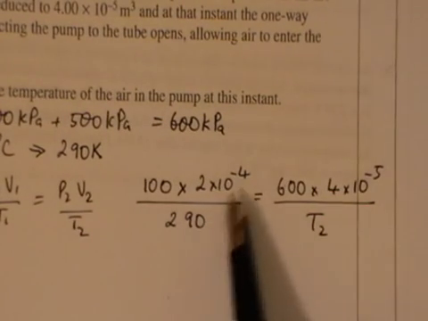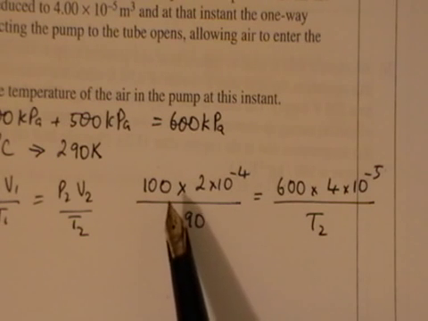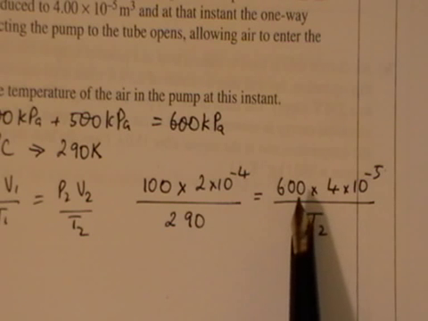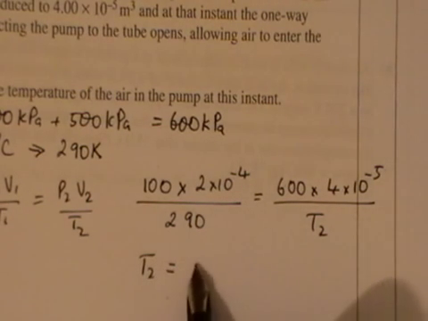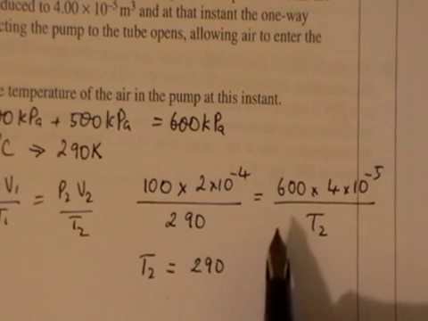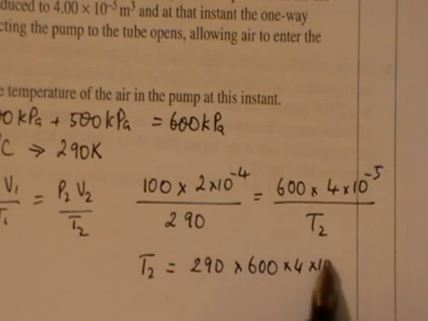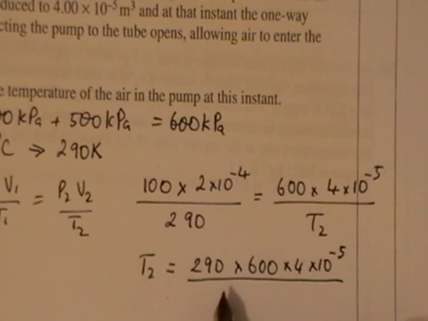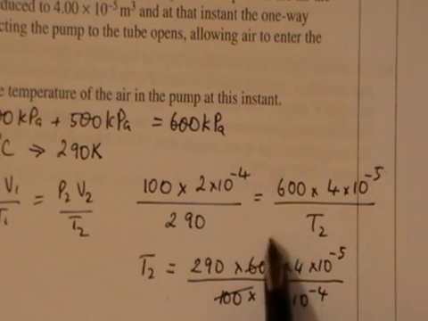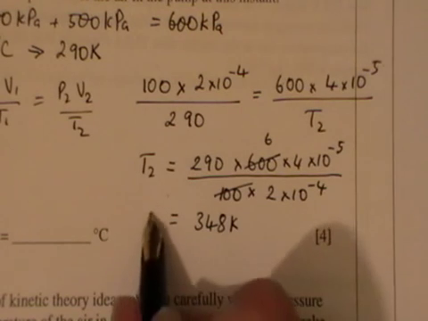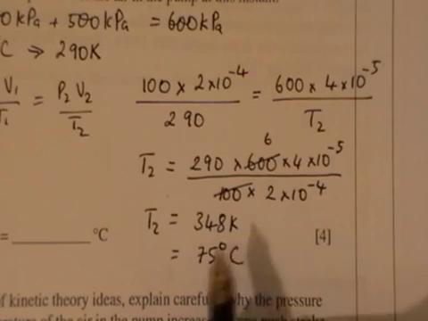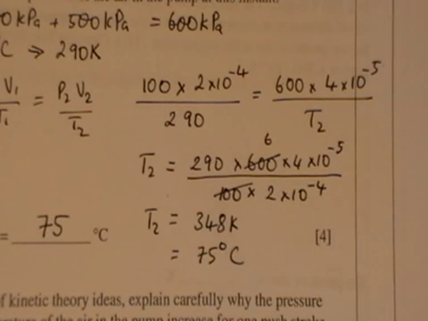So that's 100 times 2 times 10 to the minus 4, the atmospheric pressure before we started squeezing it, and then that comes up to 600 whenever it's finished. So that means that T2 is going to be equal to 290 times 600 times 4 times 10 to the minus 5 divided by 100 kilopascals times 2 times 10 to the minus 4. Multiply that out, and T2 is equal to 348 Kelvin. So minus 273 is equal to 75 degrees Celsius. So 75 degrees Celsius is the answer to that question.